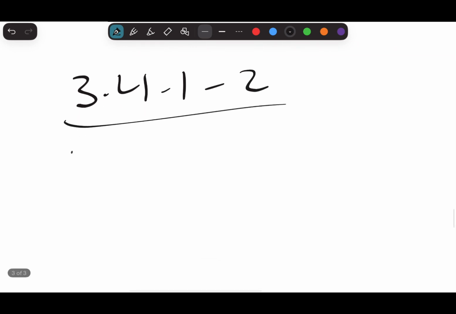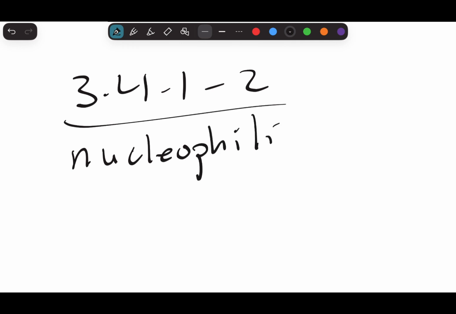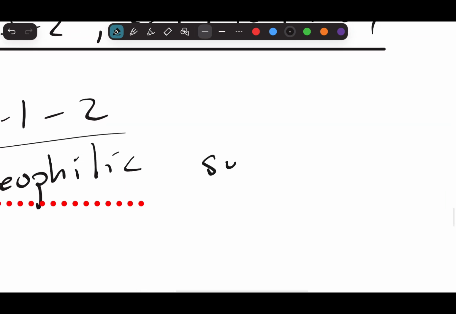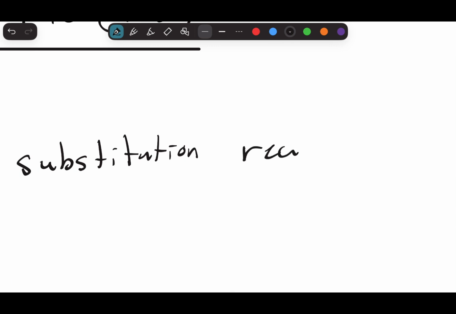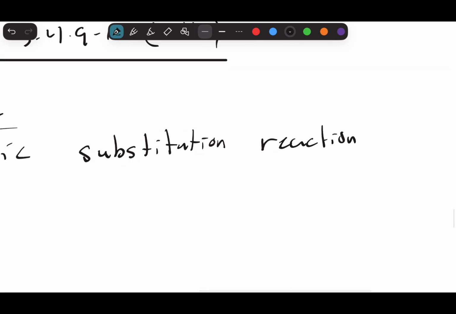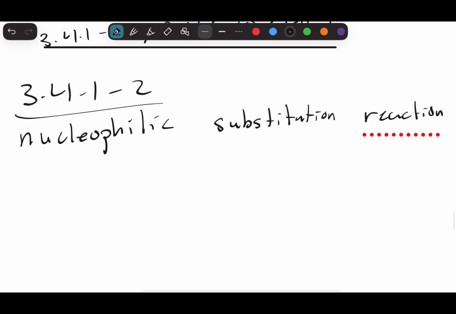So this is a nucleophilic substitution reaction. This is one of the main reactions you would have to know in Reactivity 3.4. But let's go on. So nucleo comes from the word nucleus.